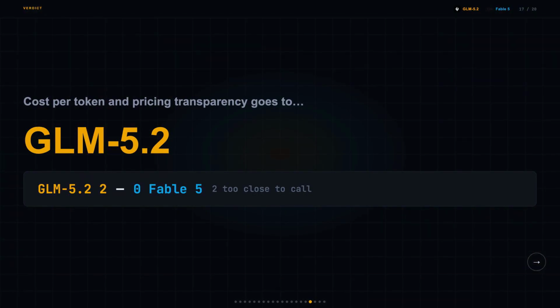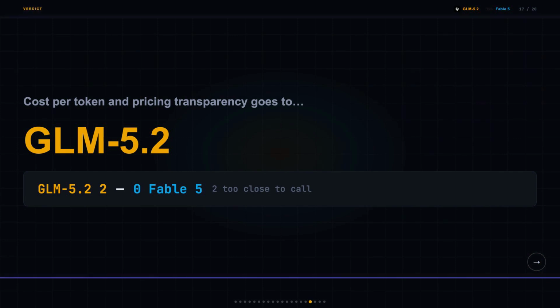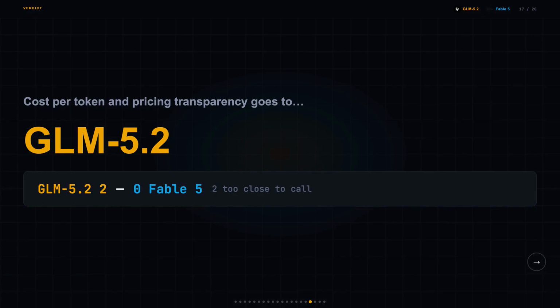Final score, GLM 5.2 2, Fable 5 0, 2 tied, and for any kind of production volume, the cost difference alone makes GLM 5.2 the default unless you've got a really specific reason to pay the premium.